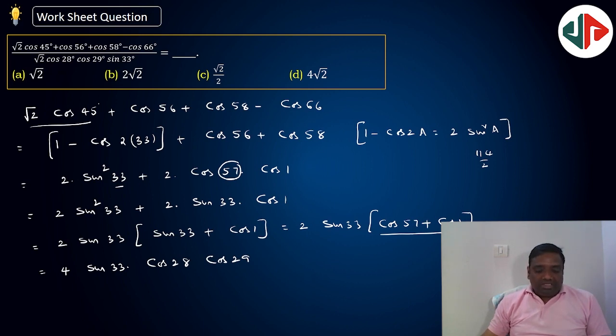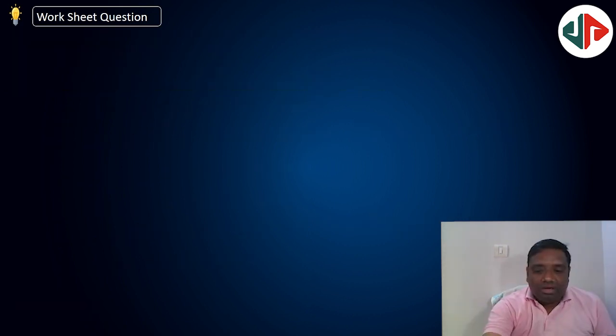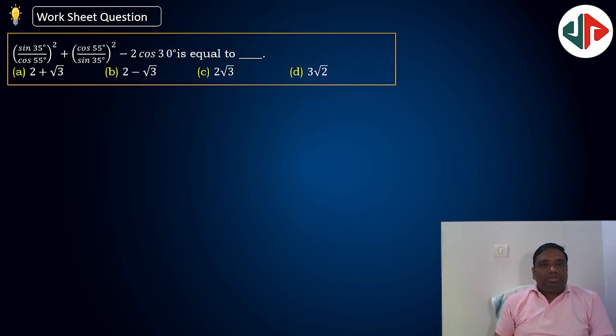We simplify and get this. So it is nothing but the numerator only. So what is the numerator value? We got 4 times sine 33 degrees cos 28 degrees cos 29 degrees by root 2 times cos 28 degrees cos 29 degrees sine 33 degrees. These will be cancelled. 4 by root 2 is nothing but 2 root 2. So your answer is 2 root 2. Here the observation is how to convert the values in terms of the numerator values. That is the only variety.